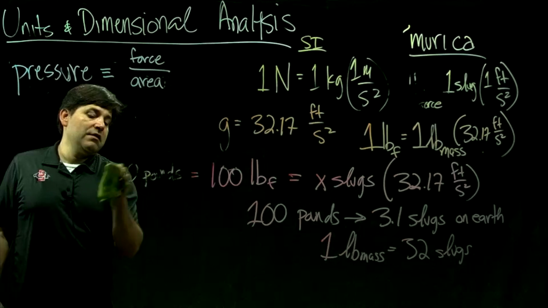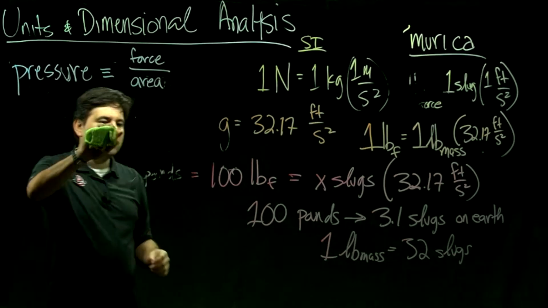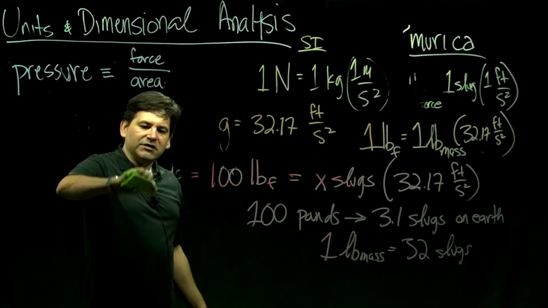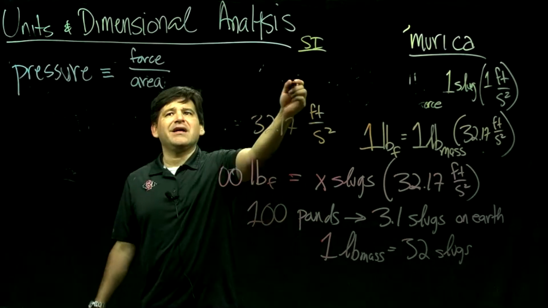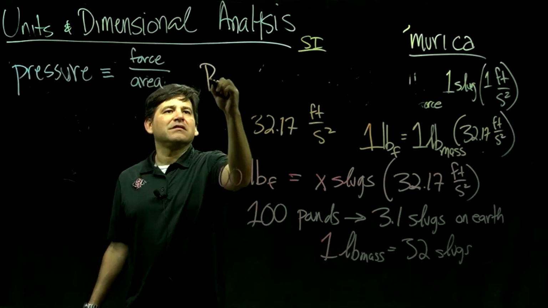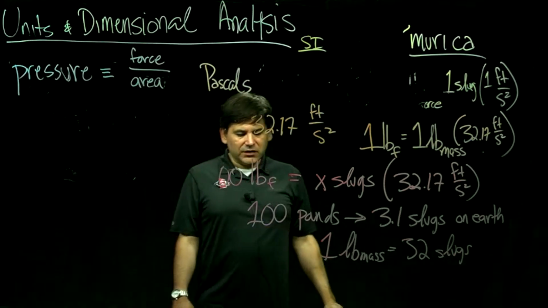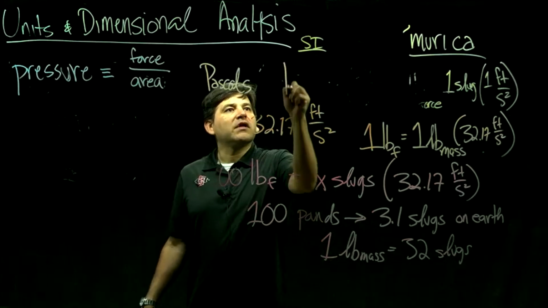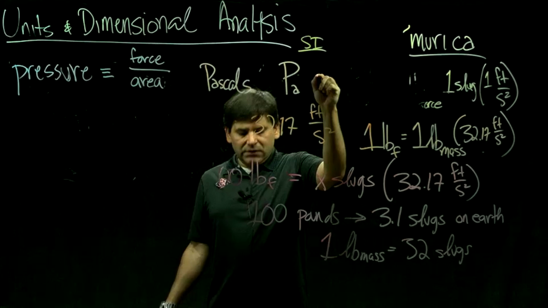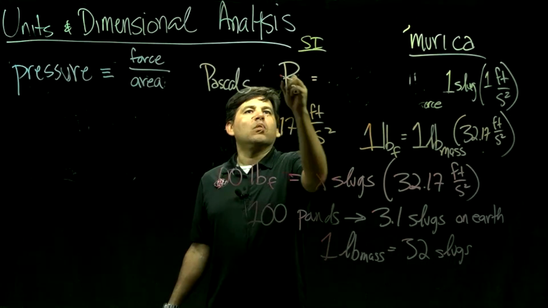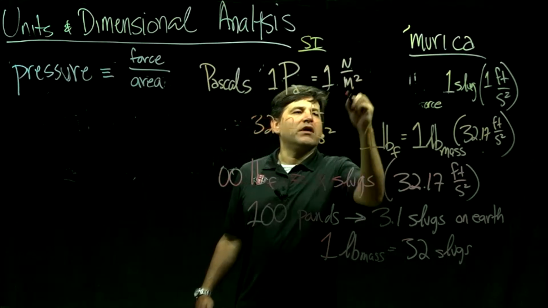And newtons per meter squared is the SI unit for pressure, and that has been given the name pascals. In SI, it's pascals. Some dude named Pascal got the name. So the symbol for that is Pa, pascals: 1 pascal equals 1 newton per meter squared.